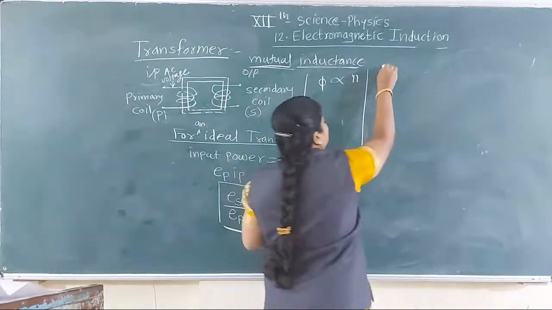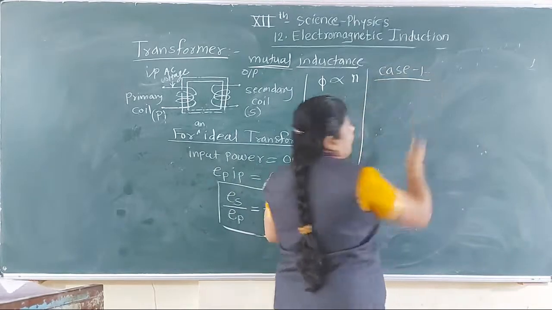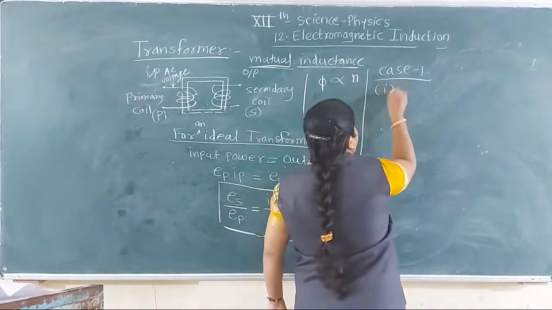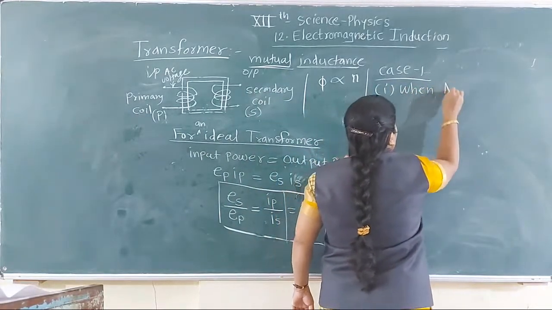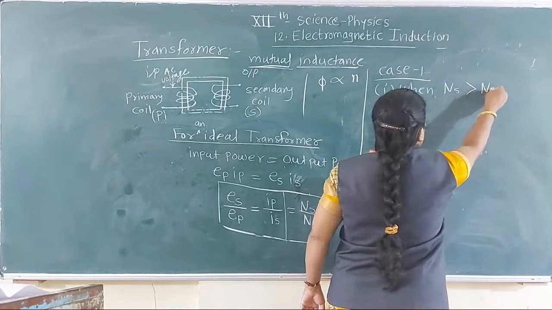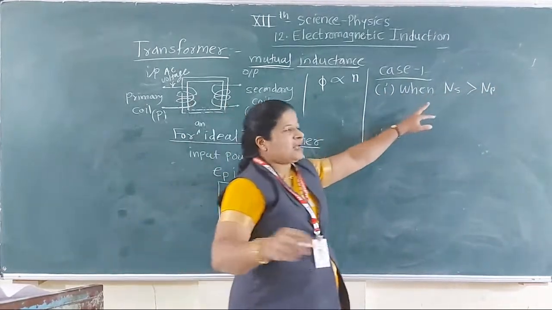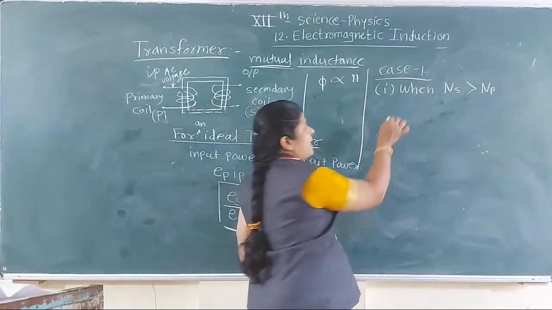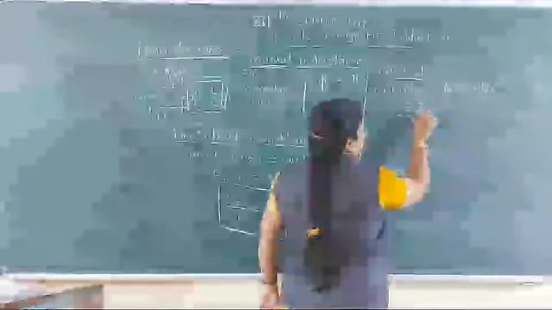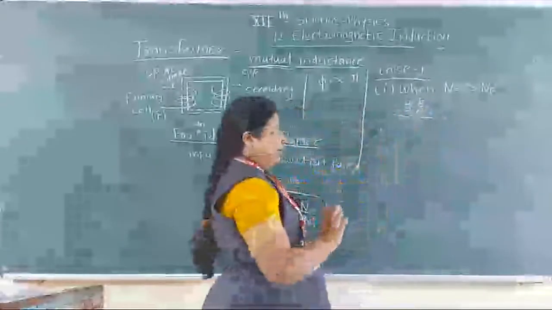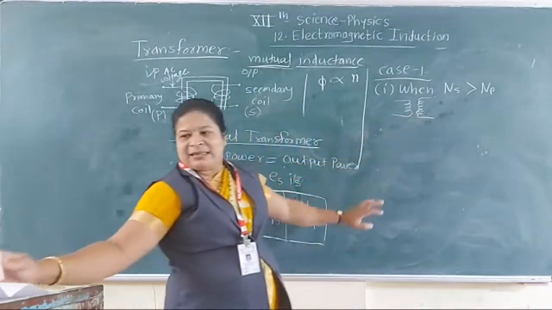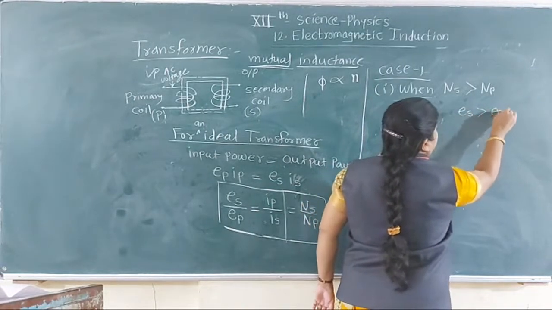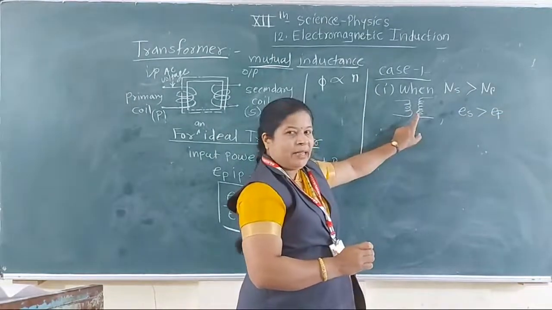Case 1. When NS is greater than NP. NS means the number of turns of the secondary coil is greater than the number of turns of the primary coil. This is the secondary coil having more turns. In this type of transformer, ES is greater than EP. The induced EMF in the secondary coil is greater.